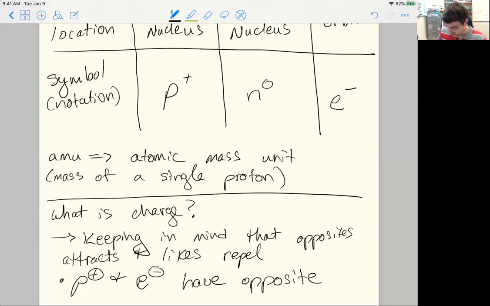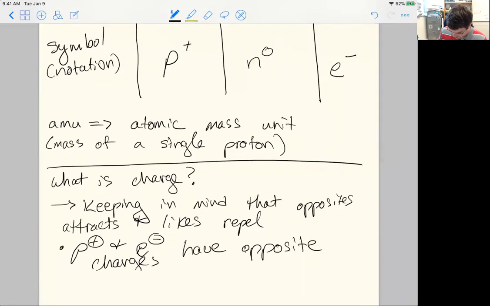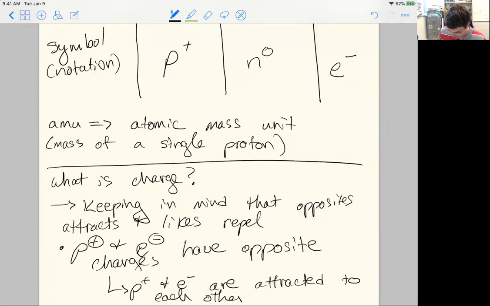So protons and electrons have opposite charges, and as a result, protons and electrons are attracted to each other. So what is charge? Charge is something that allows us to understand how things are going to interact. For example, protons and electrons will be attracted to each other.